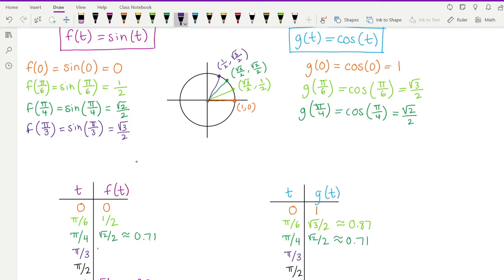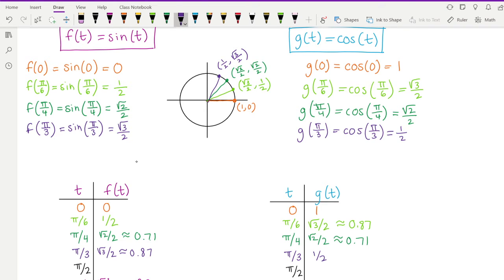And so we can put that into our table. We know that that's approximately equal to 0.87. And then g of pi over 3, so cosine of pi over 3, that would be equal to 1/2.